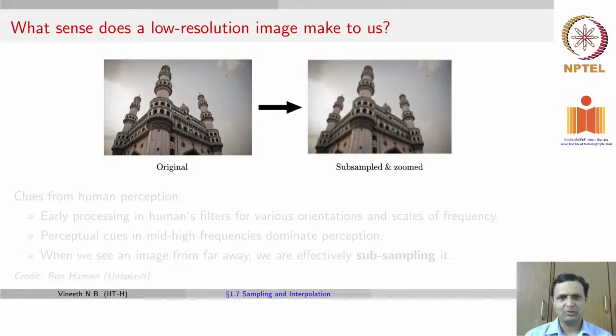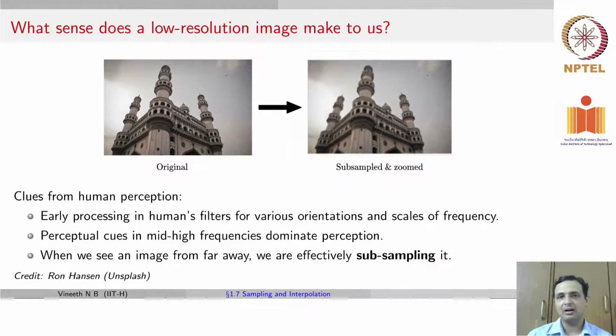Okay, let's review one of the questions we asked the last time again, as to what sense does a low resolution image make to us. If we had to go back and try to understand this from a human perception perspective, it is understood today that early processing in humans, filters in the human visual system, are filters that look for different orientations and scales of frequency. We'll review this a bit more carefully later, but sometimes people also relate them to what are known as Gabor filters. And secondly, the perceptual cues in the human visual system are largely based on mid to high frequencies.